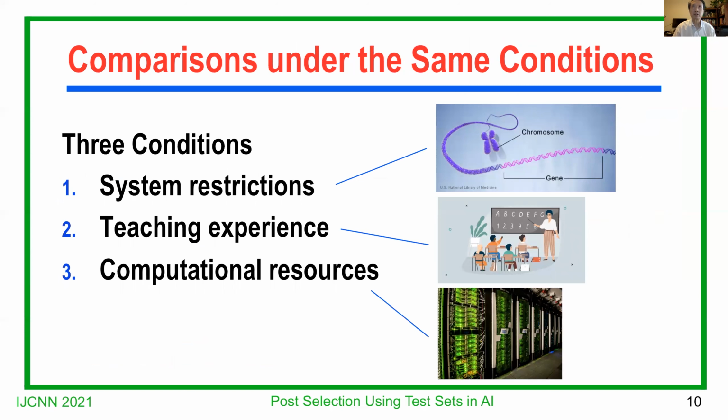All the compared systems need to have the same conditions. The three conditions that are proposed are as follows. The first is the system restrictions, like what kind of framework under which the system is designed. The second is teaching experience, which depends on how the system is trained. The third is computational resources.